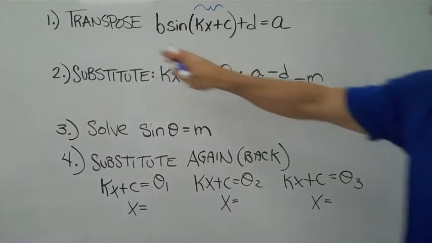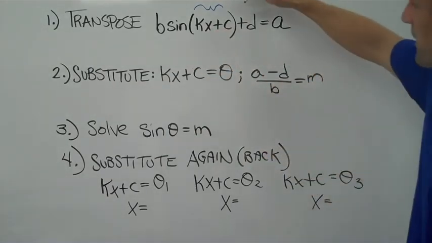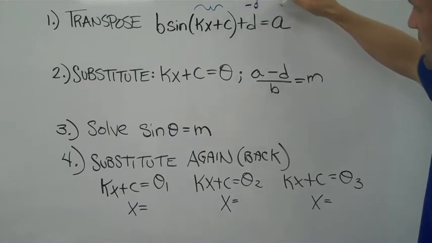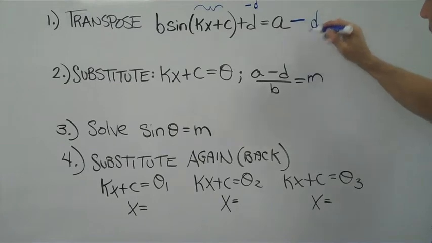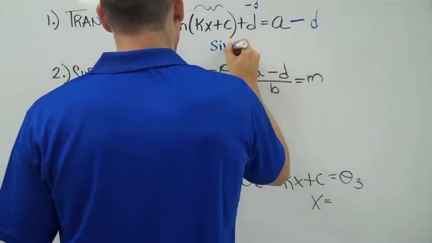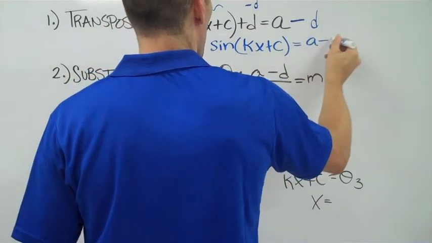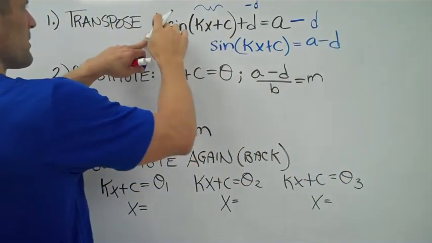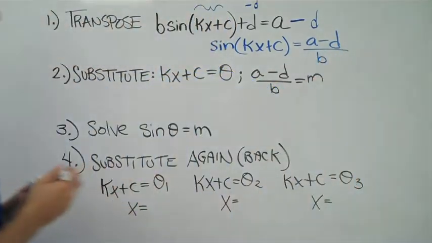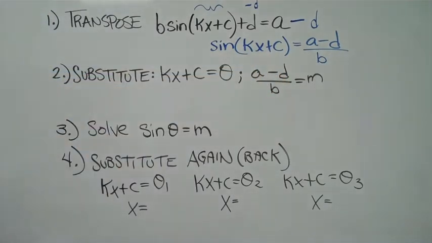First thing you want to do is transpose this. In other words, let's get sine of whatever all alone. That means I could subtract d from both sides. Then I have to divide both sides by b, because it's times b, and I'll wind up with sine(kx + c) equal to (a - d) over b. That's a transposed equation.